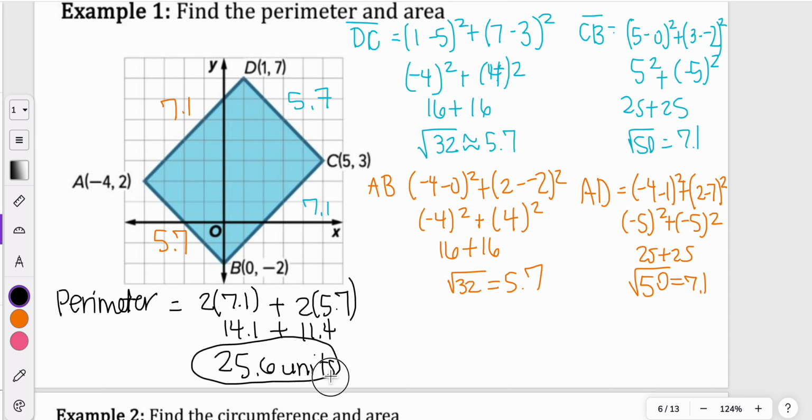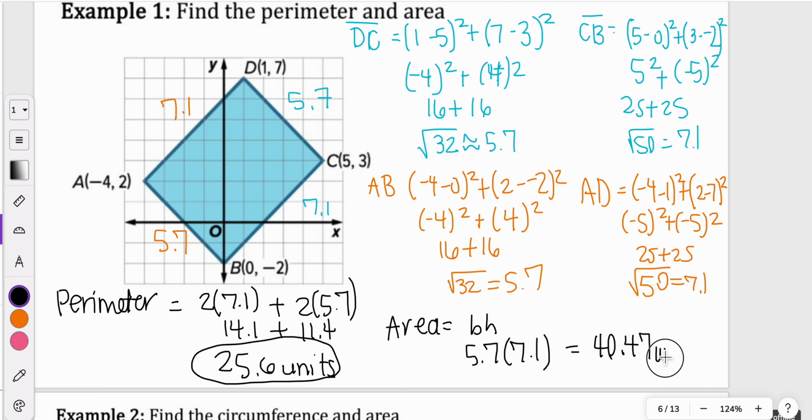Okay. And then for area, I'm going to be doing essentially base times height. So 5.7 times 7.1, and that's going to give me about 40.47 square units. Okay.